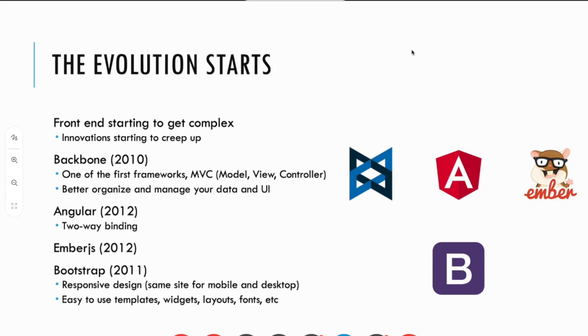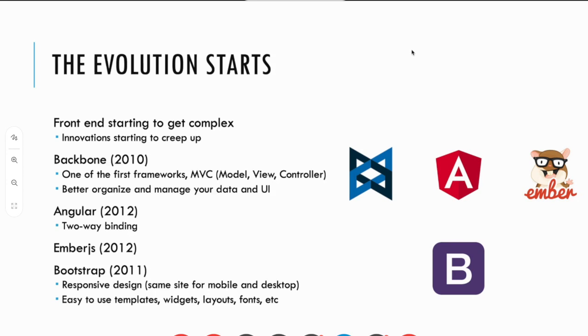After 2 years, Angular was introduced by Google, which introduced a new concept of two-way binding, where the model and view can update each other instantly. So this was sort of a revolutionary idea during that time. Apart from Angular, there were other frameworks that were also being worked upon, like Node.js.